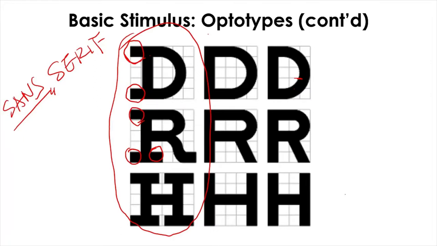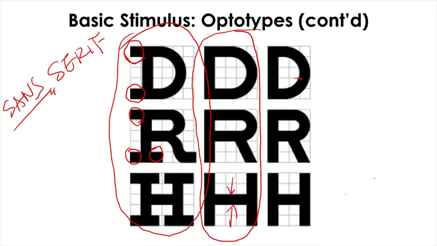The middle one is a Sloan letter. This is a perfectly square 5x5 size. Each side is 5 units, with a stroke width equal to 1/5 of a side. So that stroke width is exactly 1/5 of the entire letter size. And these Sloan letters are used in the logMAR chart or ETDRS chart.